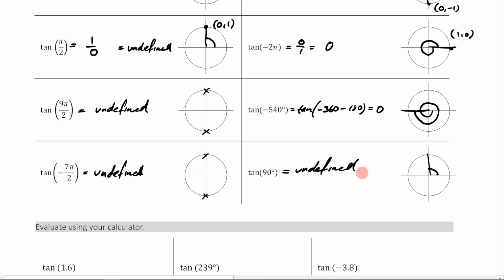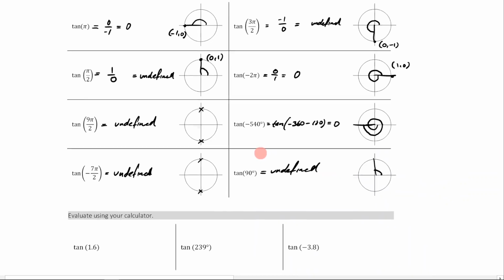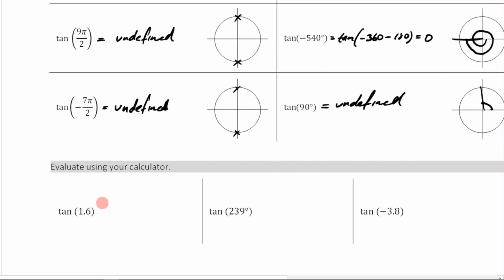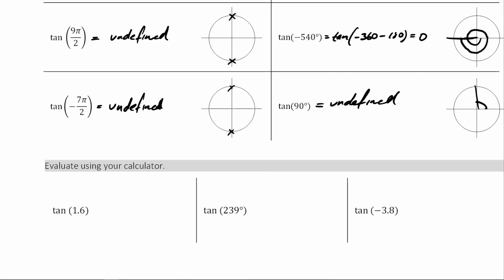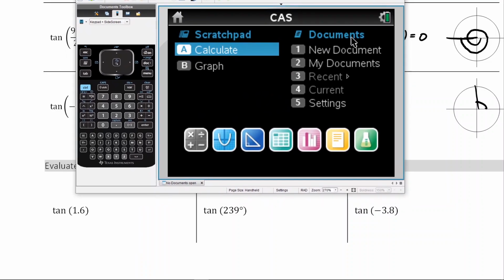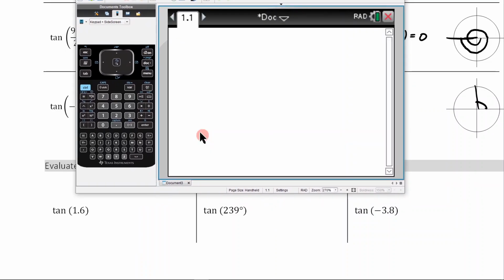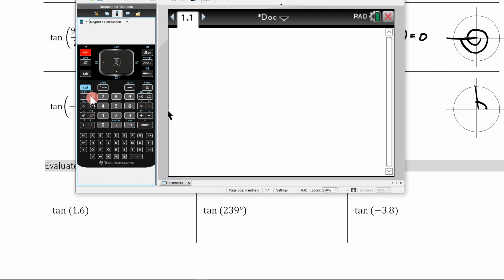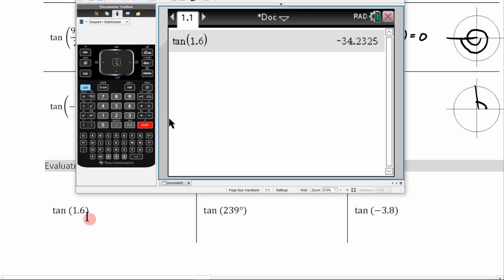Okay, so having now gone through all of those, let's now work through some CAS questions here. Let me just grab my CAS. Here it is. So to answer these on the CAS, nothing too tricky. All you have to do is bring up tan, whoops, that's not tan. Now I'm going to type in 1.6. My calculator is in radians, so that's good. That's going to be my first answer.